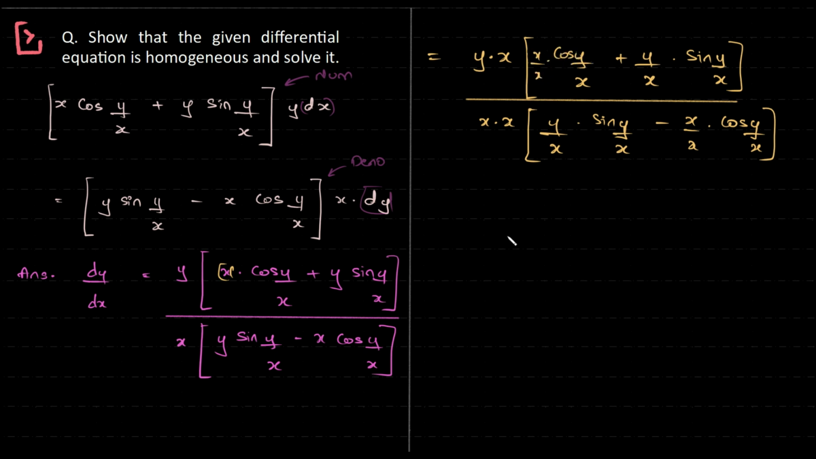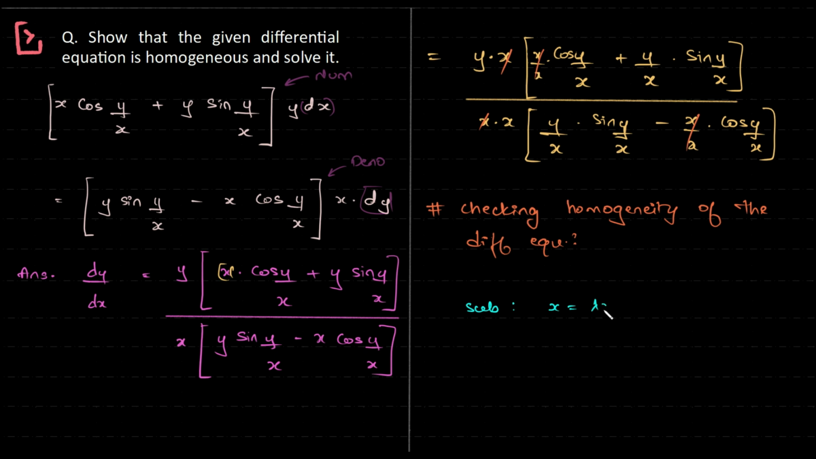Right, so this becomes 1, this becomes 1, and this and this cancel, so we have y by x over here. So we're almost there. Next is checking homogeneity of the differential equation. So what will happen? So we need to substitute x is equal to lambda x and y is equal to lambda y.